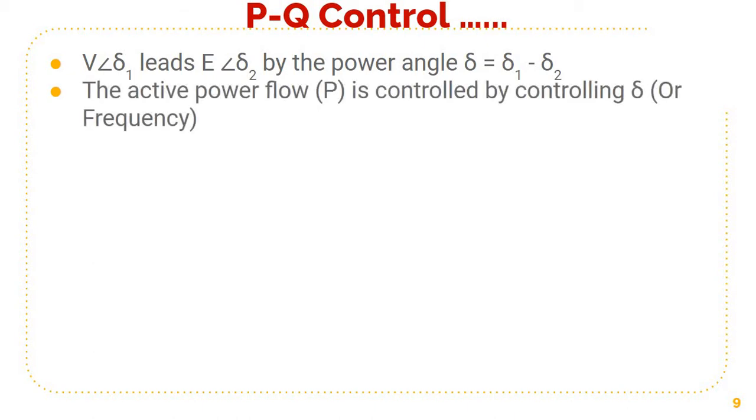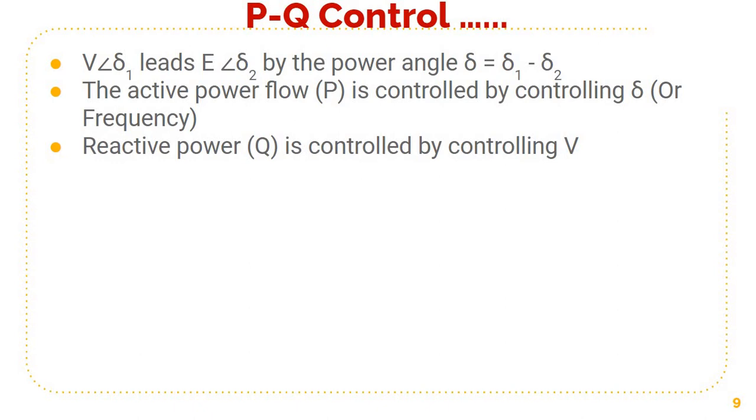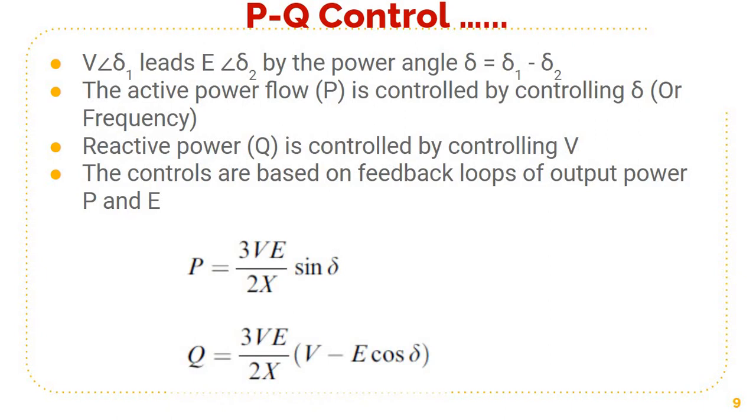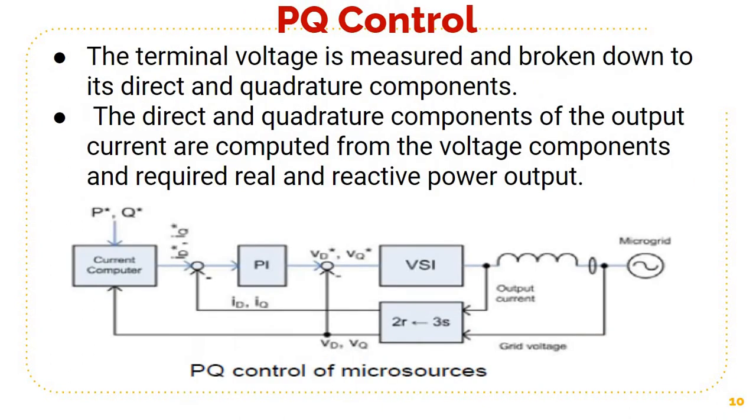The active power flow P is controlled by controlling delta, or basically the frequency. Okay, you should remember that the active power flow is controlled by controlling the frequency. The reactive power flow, which is Q, is controlled by controlling the voltage. The controls are based on feedback loops of output power P and E. The equations for P and Q are given here. This is the basic PQ control scheme of microsources.